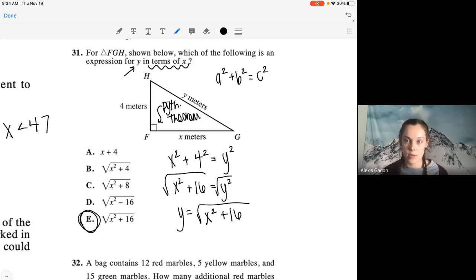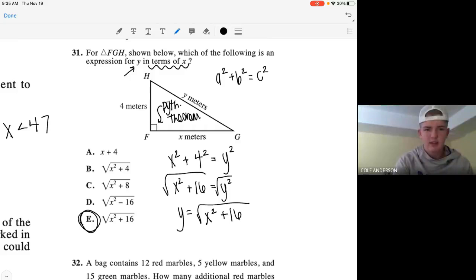Questions at all with that one? Sorry, would that not simplify down to x plus 4?